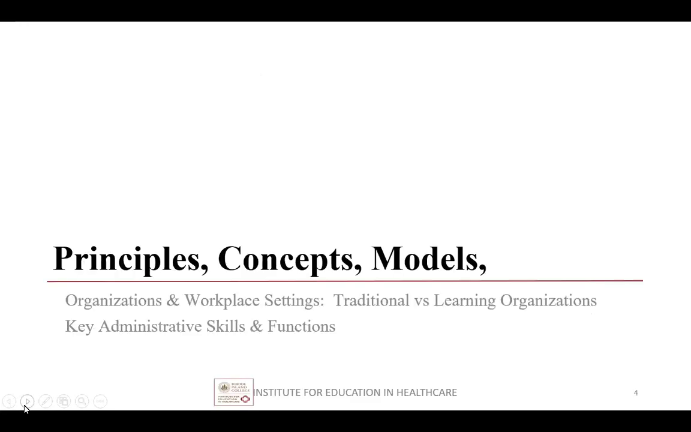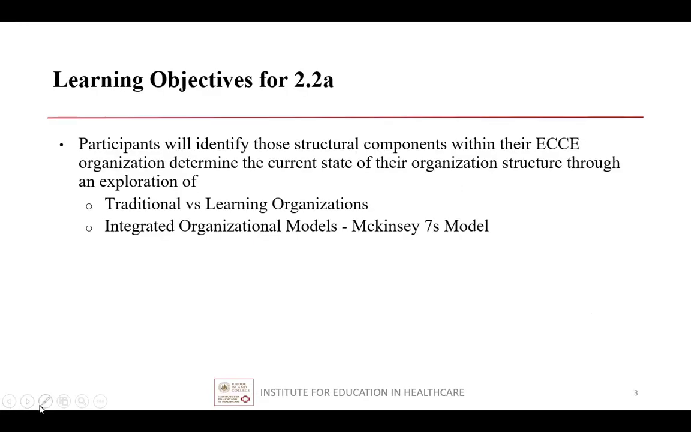Let's focus on the learning objectives for Unit 2A. Participants will understand the key administrative skills and functions normally applied to a management role. Participants will learn 7 components that interact with the structures of successful organizations, and participants will identify structural components within their organization to determine the state of their organizational structure. We will do this by focusing on an exploration of traditional versus learning organizations and looking at integrated organizational models, including the McKinsey 7S model.